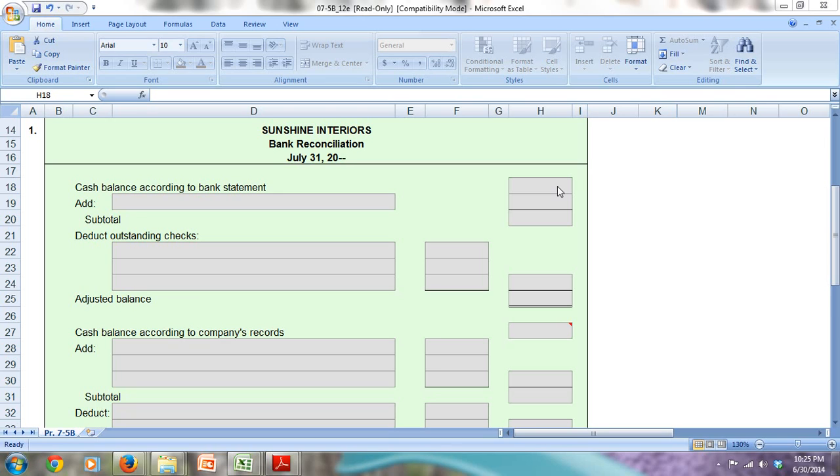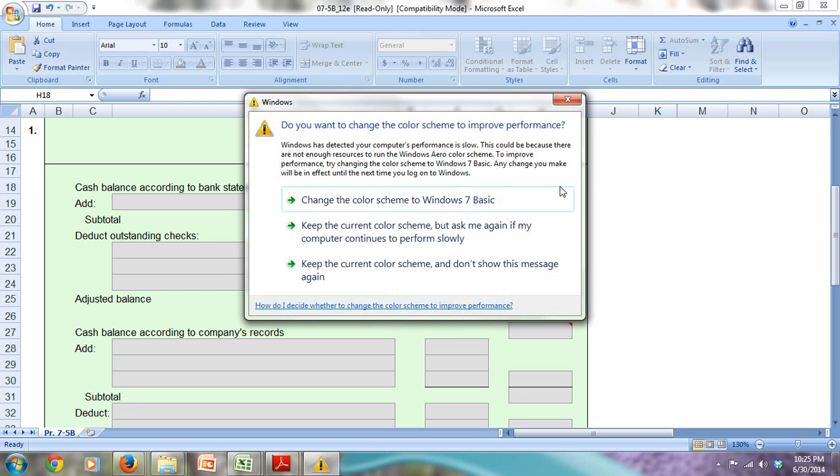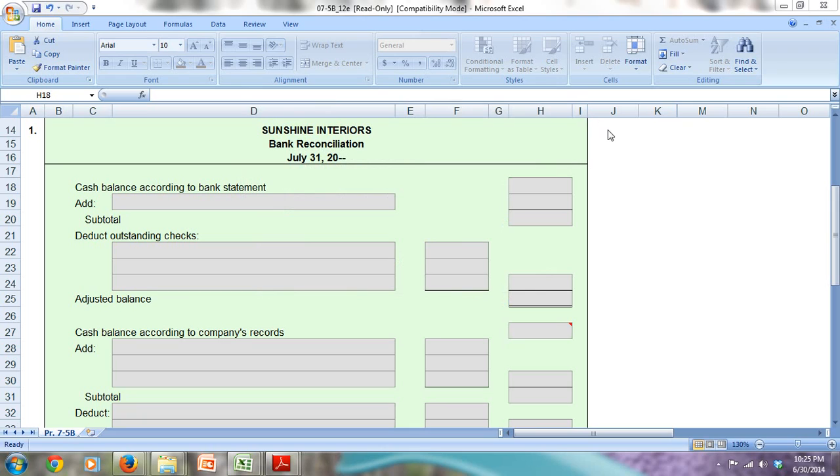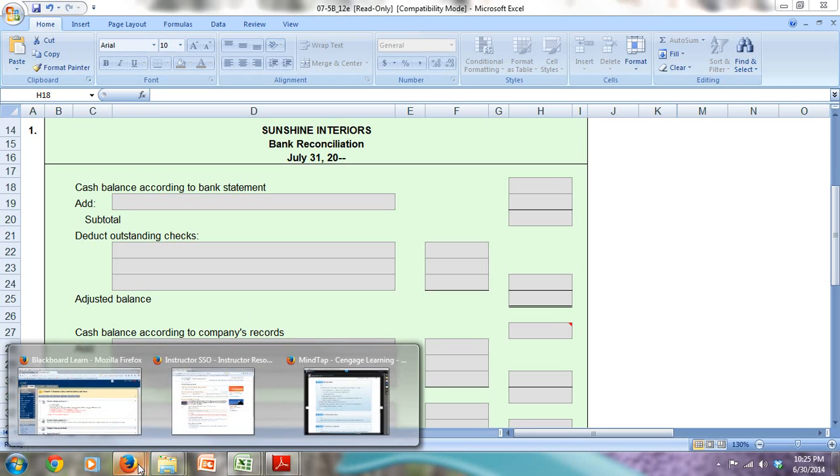Okay, so a couple of things. One thing I do like about this problem is it's the closest example of if you were going to do a real bookkeeping job. This would be one of the things that a bookkeeper would have to do every month. So it's a pretty good exposure to see one of the monthly duties of a bookkeeper.